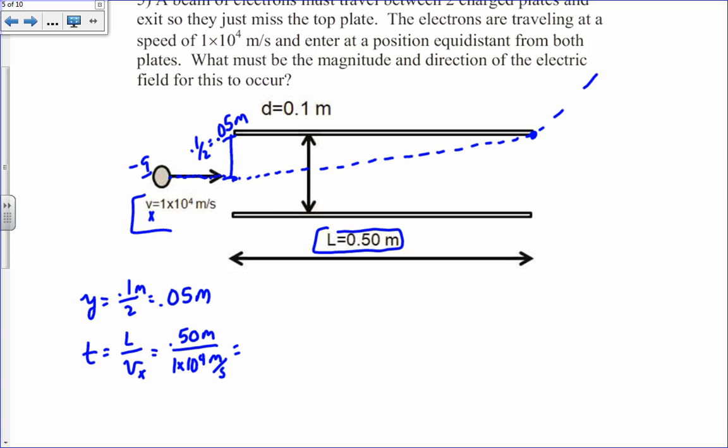This is sort of like the projectile motion problems that we worked last semester, where you had it accelerating in the y direction, but it wasn't accelerating in the x direction. And so if we know the distance and the initial velocity, we can find the time in this way. And I get 5 times 10 to the minus 5 seconds, 50 microseconds. That's the amount of time that the particle takes to get from here to here. That's also the amount of time that I want it to get from here to here. So now I need to find the acceleration in the y direction.